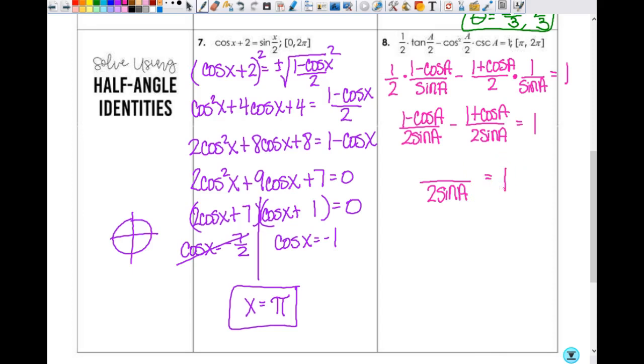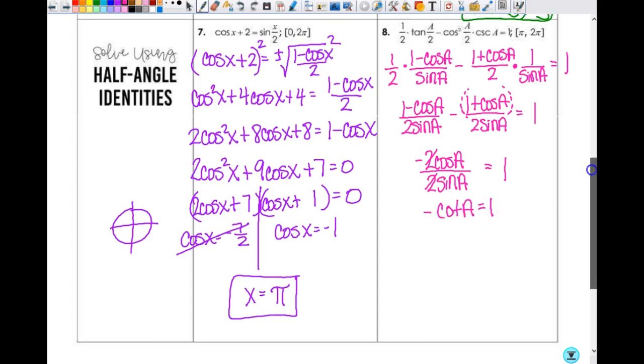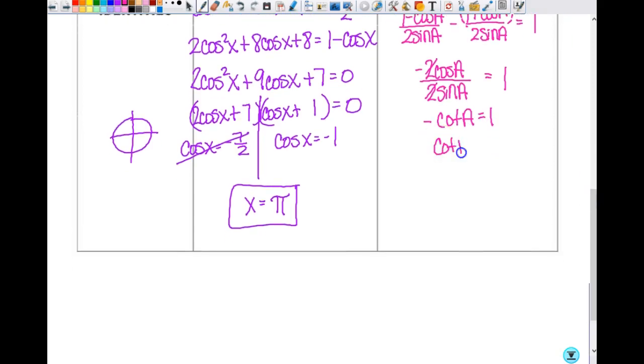So do my numerators just completely zero out? No. 1 minus 1 does zero out. But then what am I left with in the numerator? Good. Negative 2 cosine a. Okay, you got to subtract both of those things in that numerator. You can pretend like there's parentheses here if that helps. Okay, but that's where that comes from. All right, so can I reduce a little bit? Yeah, the 2's cancel out, right? And what's cosine over sine? Cotangent. So this is negative cotangent a equals 1, which means a positive cotangent a equals negative 1.